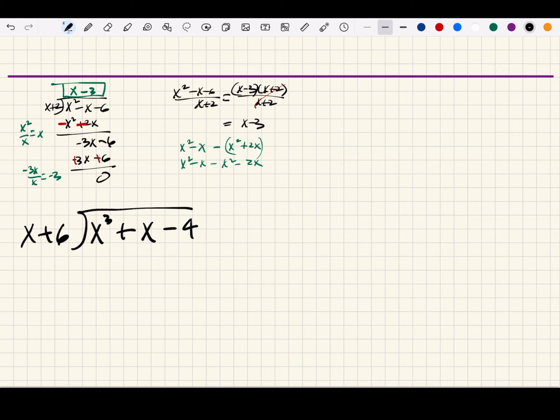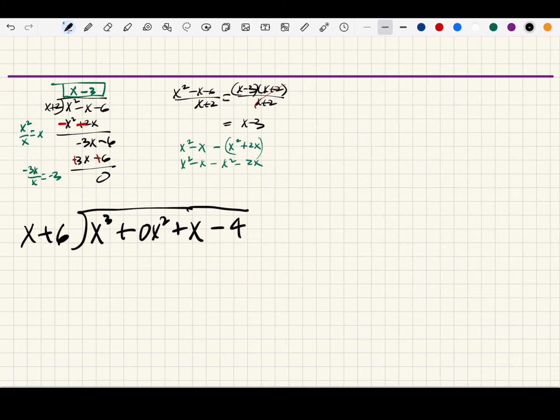Oh, wait, one thing here, I'm missing an x squared term, and I'm going to need it. Stuff's not going to line up right if I don't have it. So what I'm going to have to do is put an x squared term in there, and it's going to have a coefficient of 0 on it. Okay, good. Now I can go through this process.